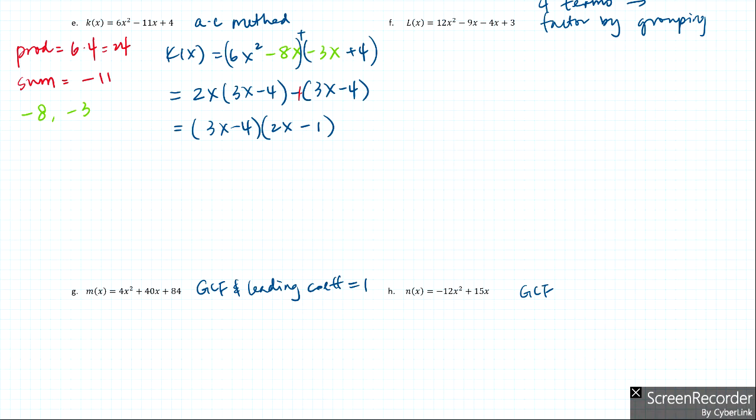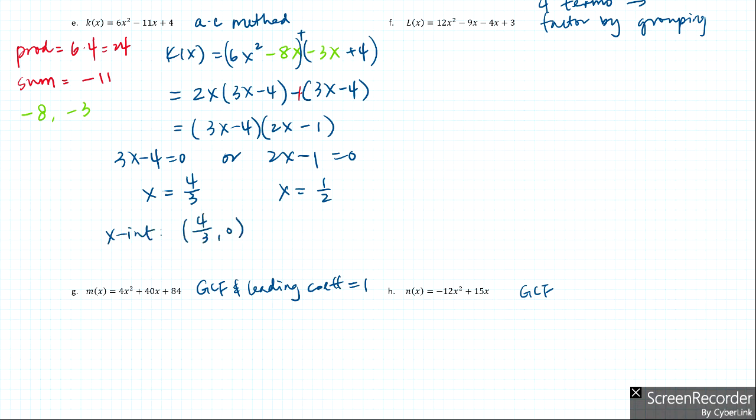So now to find the x-intercepts, we set each factor to be 0, and therefore x equals 4/3 or x equals 1/2. And the x-intercepts we get are (4/3, 0) and (1/2, 0).